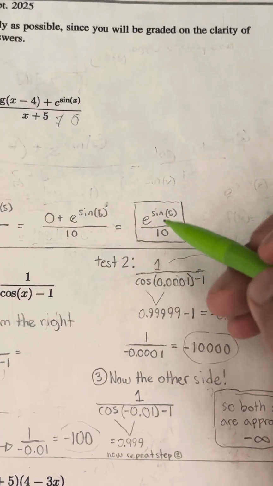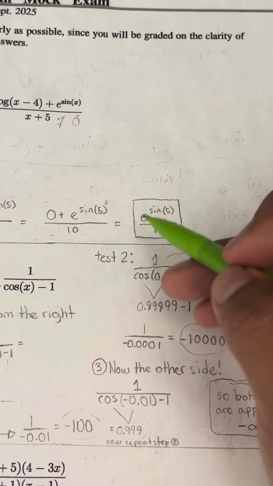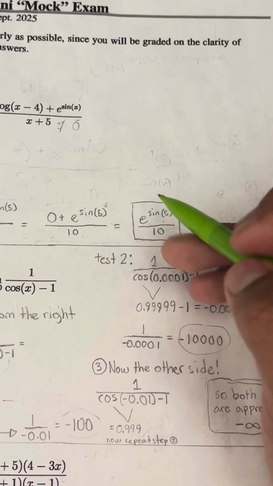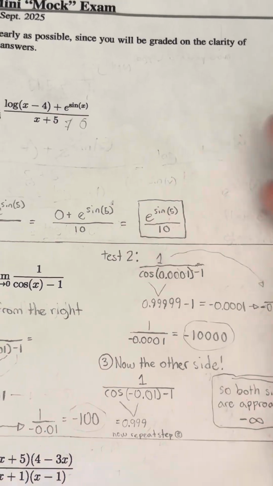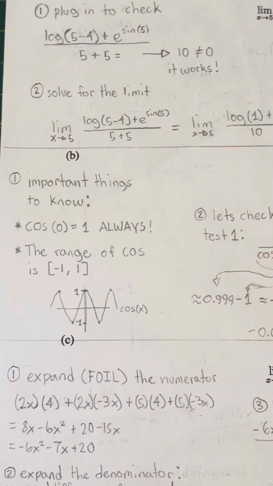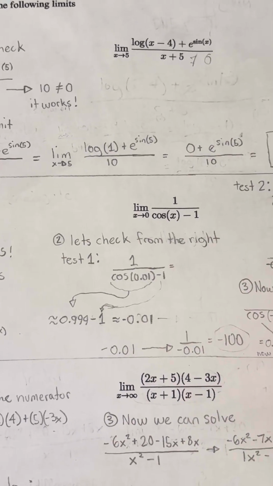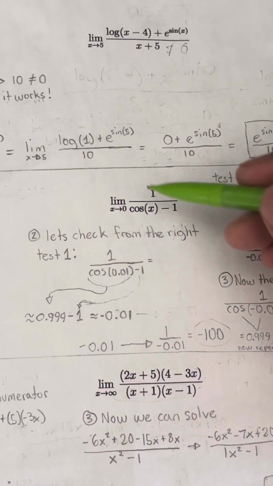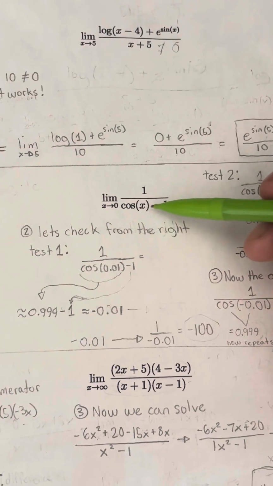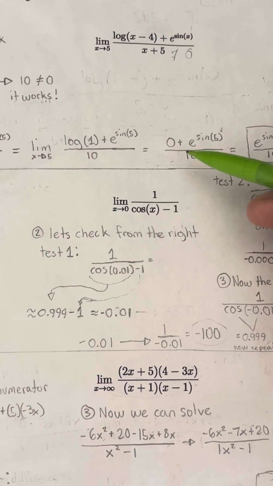And so our final answer should be e to the sine of 5 over 10, since we don't really know how to compute this without a calculator. So assuming we don't have a calculator, this is going to be our final answer. Not that bad for the first question. Just like I said, you really just want to make sure that you're able to plug in 0 for x, and if the denominator isn't 0, then you can go ahead and do that.